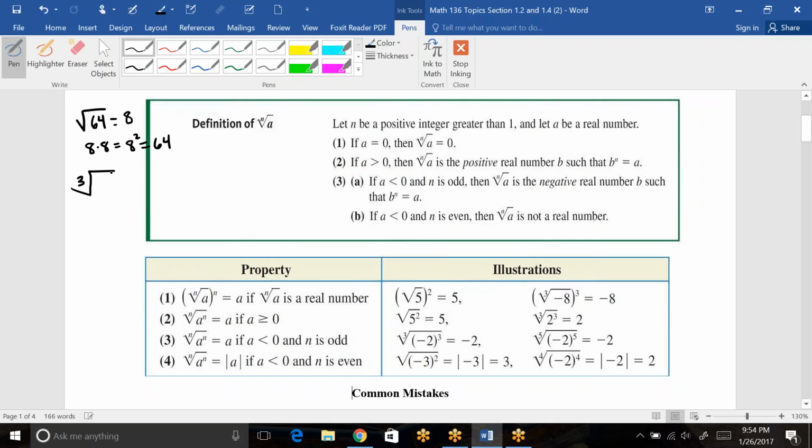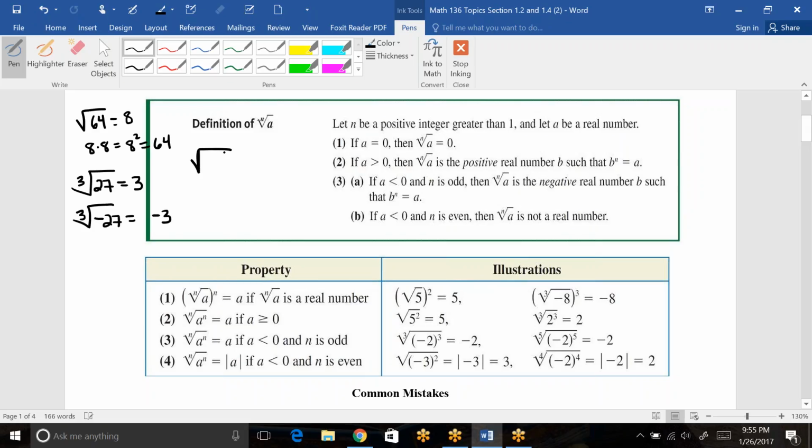If we're dealing with cubed roots, we're looking for not a pair, but a triplet. So we're saying what times itself 3 times makes 27? And the answer to that is actually positive 3. When dealing with odd roots like cubed root or fifth root, sometimes you'll see things like a cubed root of a negative number. It is okay for a cubed root to have a negative number underneath because that would say, okay, if I multiply 3 negatives together, they're going to stay negative. So the answer to this is actually negative 3.